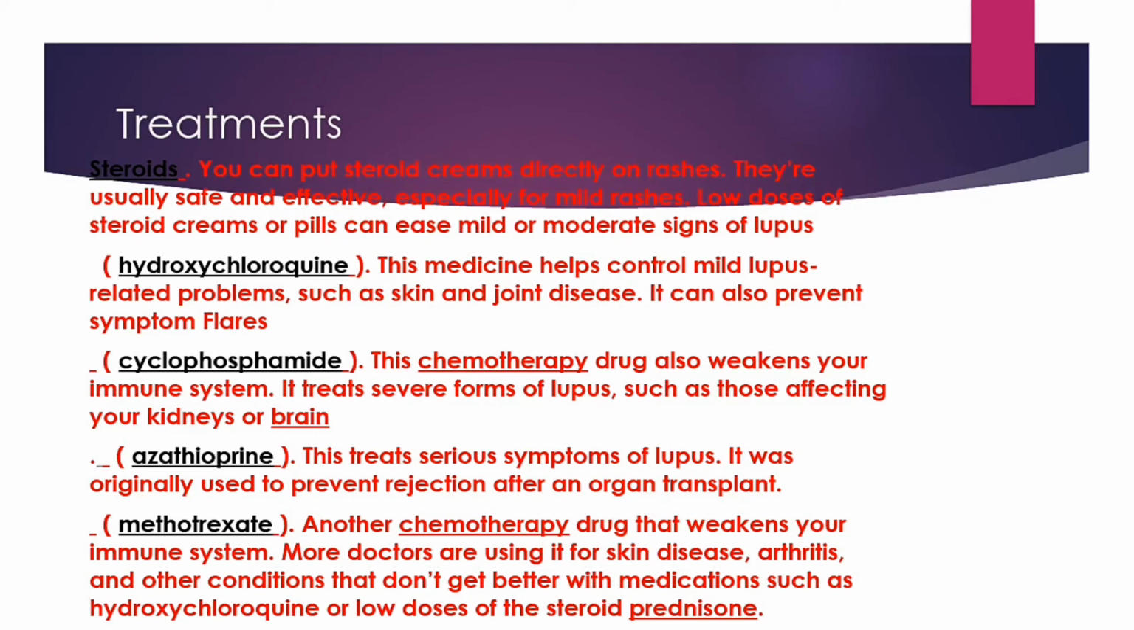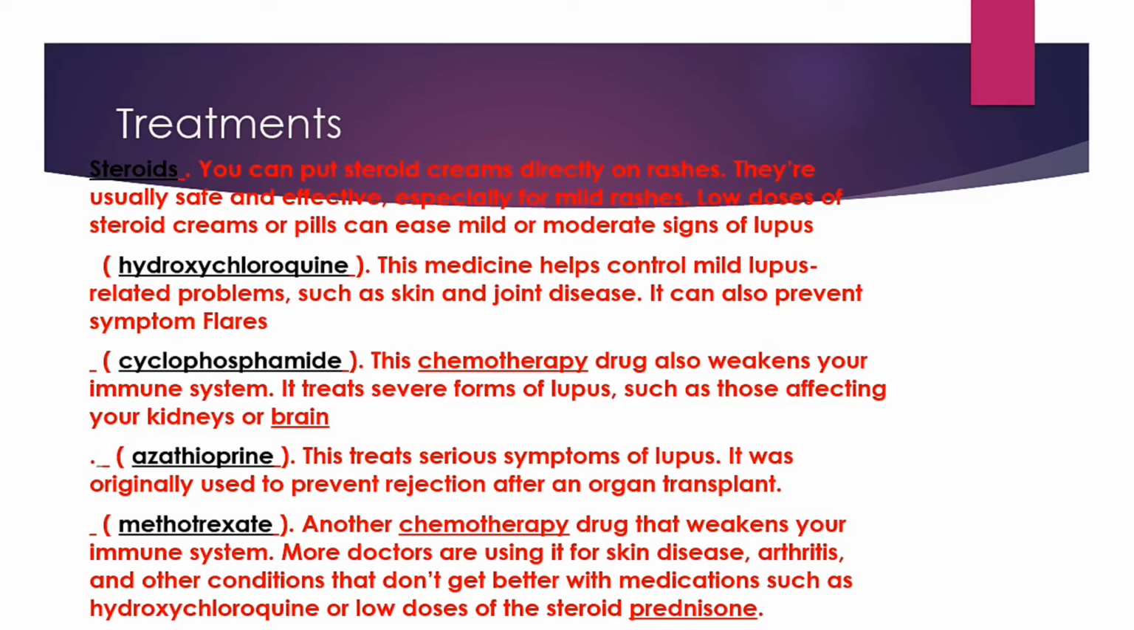Also, hydroxychloroquine is used, and this medicine helps to control mild lupus related problems such as skin or joint disease. It can also prevent symptom flares. So a flare means a burning sensation or inflammation. So hydroxychloroquine is mostly used for these kinds of problems such as skin and joint disease or flares.